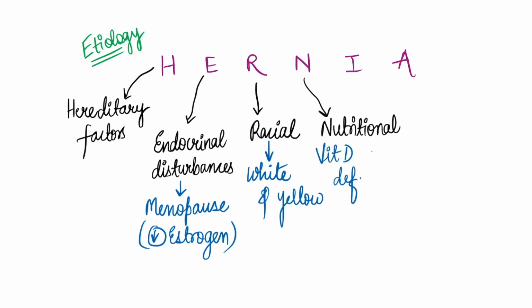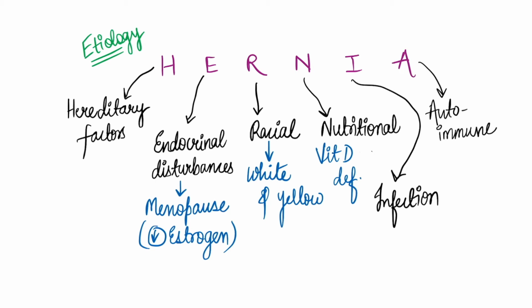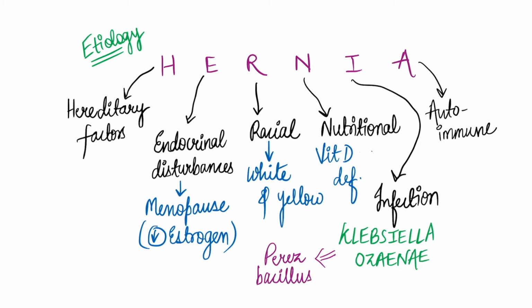N is for nutritional deficiencies. It is associated with vitamin D deficiency. I is for infection and A is for autoimmune. In infection, it is most commonly associated with Klebsiella ozaenae. This is also known as Perez bacillus. And you should remember this because it is important.